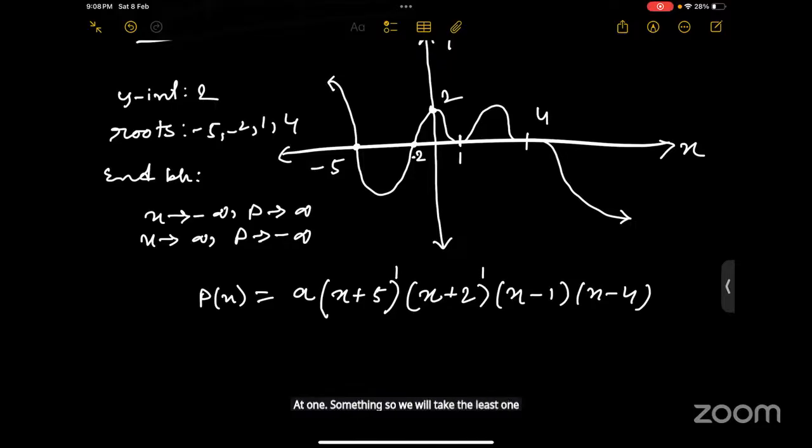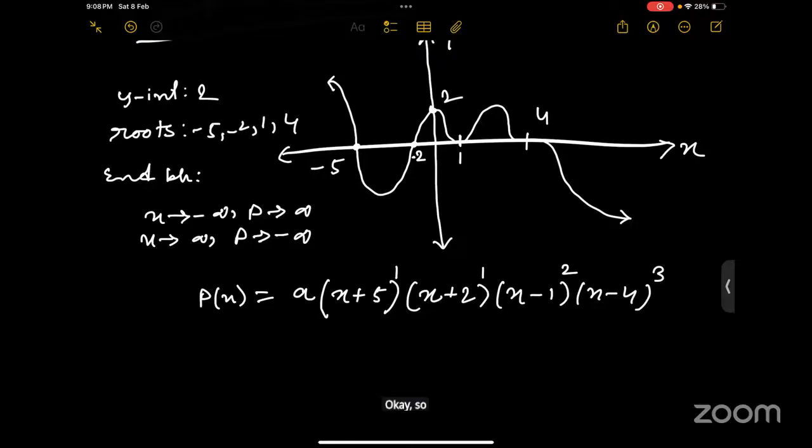So we will take the least one. Why the least one, madam? Just for simplicity. Okay. So we will take the least power. And 4 will be odd more than 1. That means 3, right?